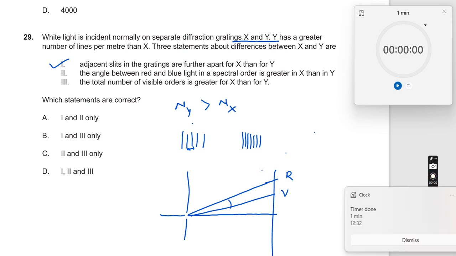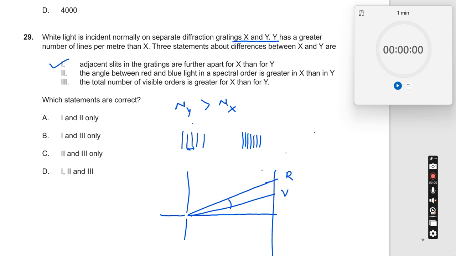So he is asking you the difference between, oh, we are already past 1 minute. Anyway, let us continue. So this angle in spectral order is greater for X. Let me call this some delta theta. Delta theta is greater in X as compared to delta theta in Y. This is what he has asked.